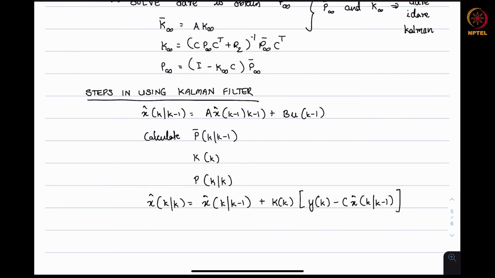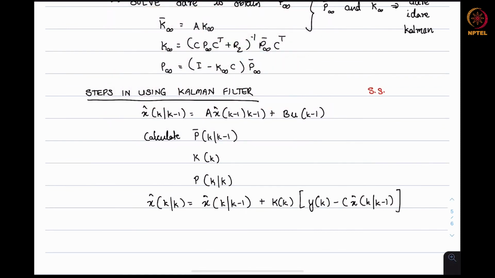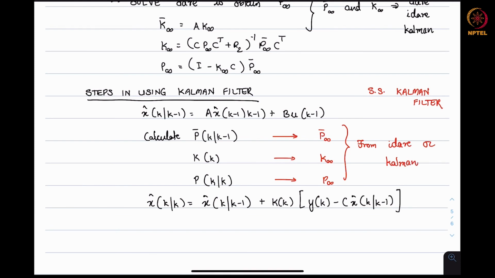Okay, so this is unsteady state Kalman filter. Steady state Kalman filter is, this is replaced by P bar infinity, this is replaced by K infinity, this is replaced by P infinity from IDARE or Kalman commands in MATLAB. Okay, so this is the overall steps that you can use in using Kalman filter.